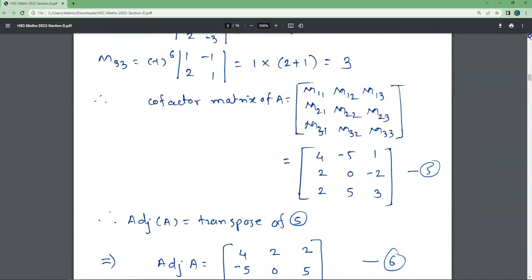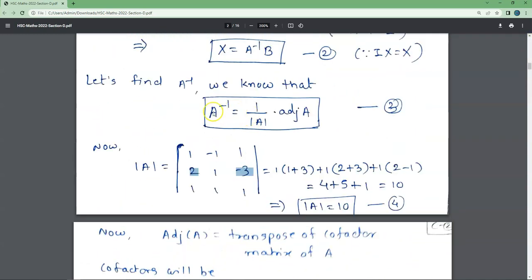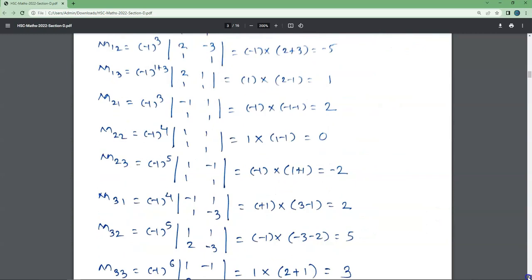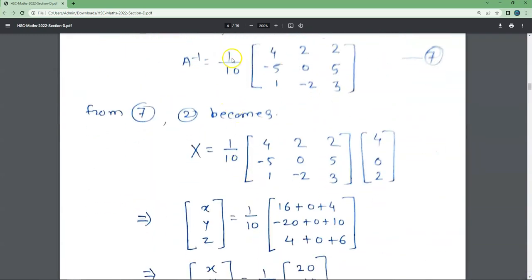If you look here, we just found A inverse. Now X is A inverse and B, so we will put the values of A inverse and B there. A inverse is 1 upon 10 and the matrix 4, 2, 2, minus 5, 0, 5, 1, minus 2, 3. And what is B? That is 4, 0, 2. We already know it. So X is basically xyz, 1 by 10 as is. Now this we need to multiply.